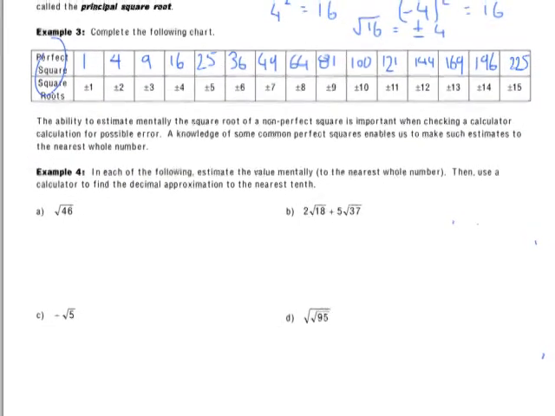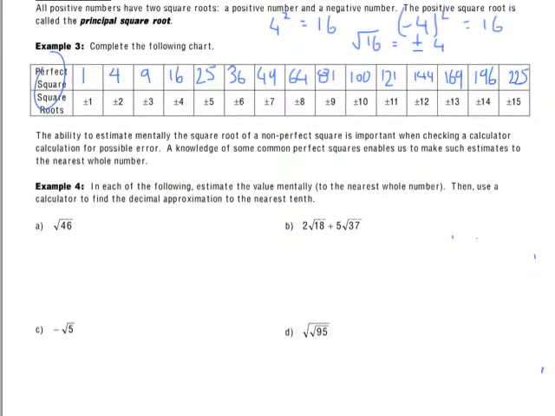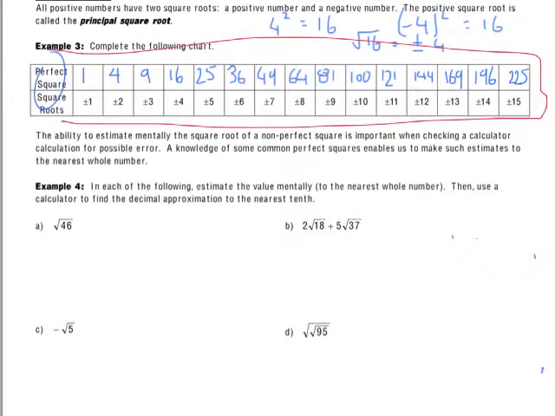So the important thing with this table is that you memorize it, up to the first 15 numbers. This will make your life a little bit easier when it comes to tests and especially the provincial exam. So do your best to memorize the first 15 perfect squares. Okay, let's see if we can do the following.